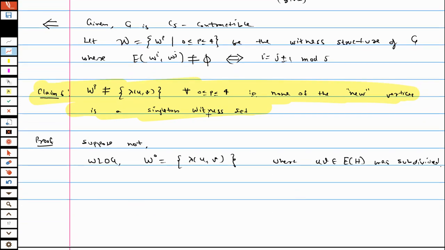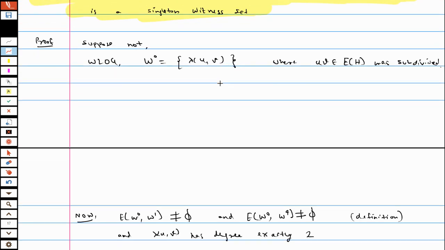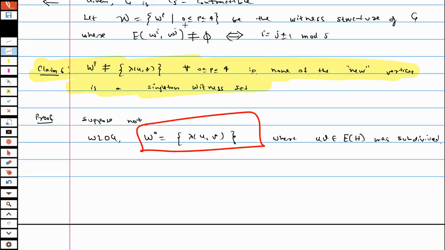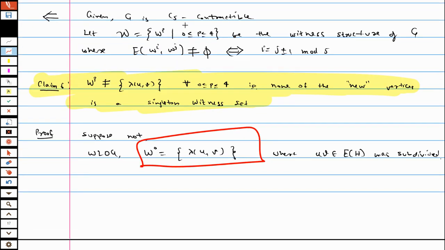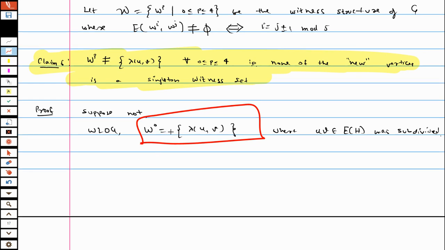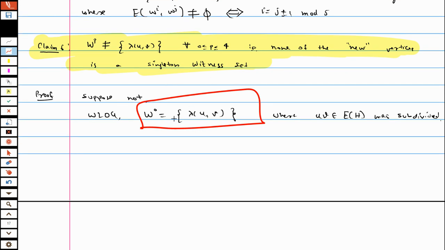So let's say G is C5 contractible and the witness set is again W0 to W4. Then I'm claiming that this thing will not happen: that W0, some witness set, doesn't contain only lambda UV. G was the original graph. So I'm claiming that lambda UV will not be in a single witness set. It will not be alone, right? So for contradiction, let's say it's alone.